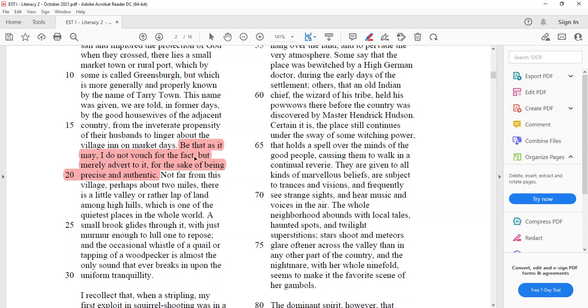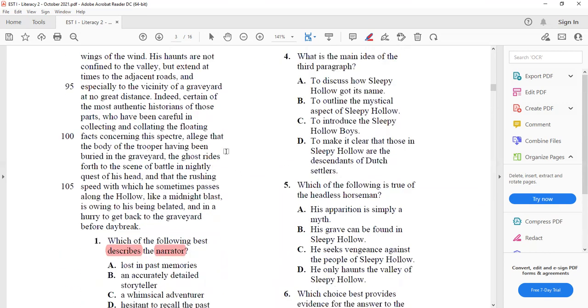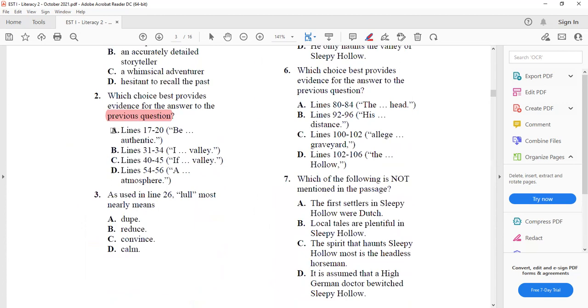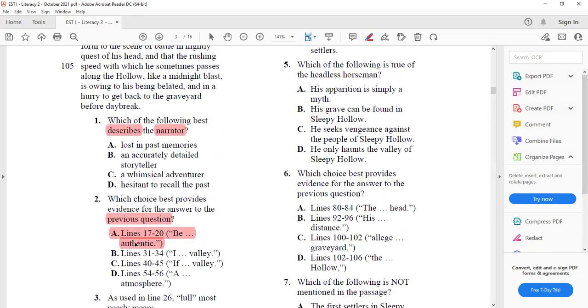I don't vouch for the fact, but merely advert to it for the sake of being precise and authentic. Precise and authentic is describing himself. Okay, mister, thank you. So now the answer, we know that it's A. We finished step number 3. Step number 4, now let's find which one matches it from up.